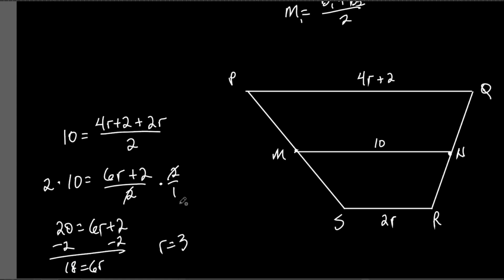Now, here's the question that they ask. They ask you to find the two bases. They want to know an actual number for this and an actual number for this. Well, that's easy. Just plug back in, right? So you found what r is. So let's do it right here. 4 times 3. Let's do it in our head. 4 times 3 is 12 plus 2 is 14. So that's 14. Everybody look up here. Now, you could just plug it into here. Let's do it. 2 times r, 2 times 3 is what? 6.